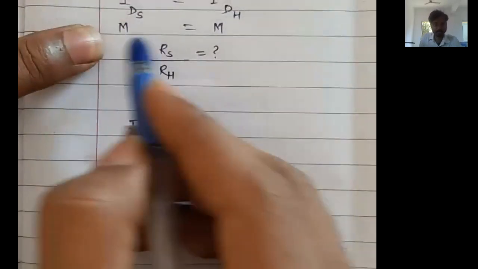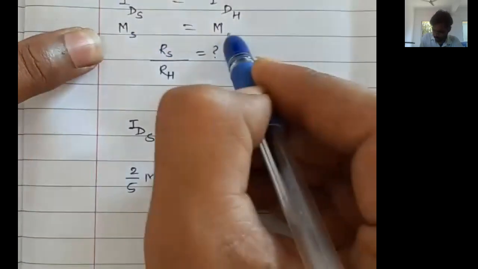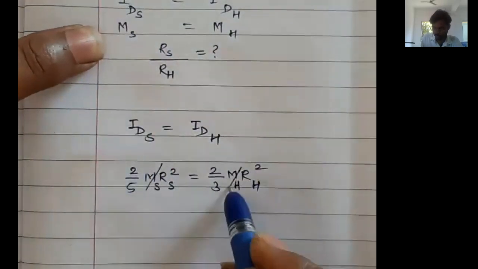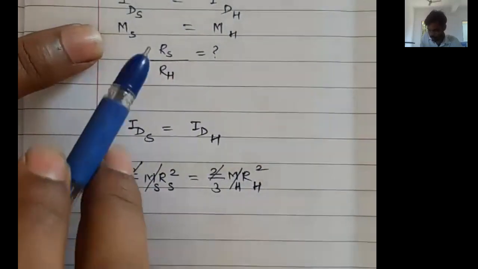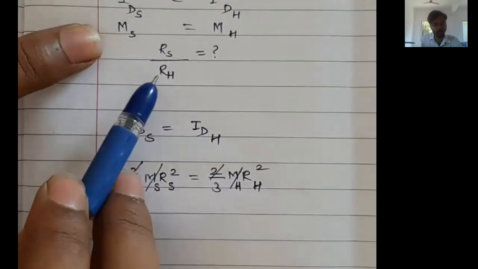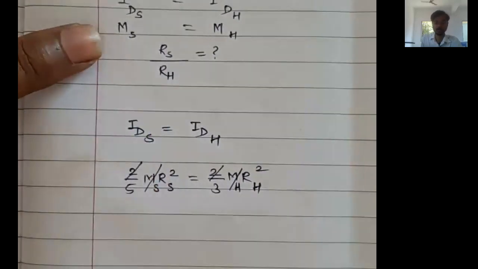Now the masses are given equal. Mass of solid sphere equals mass of hollow sphere, so you can cancel out the masses. What we want is the ratio rs upon rh, not rh upon rs. That will become a mistake.